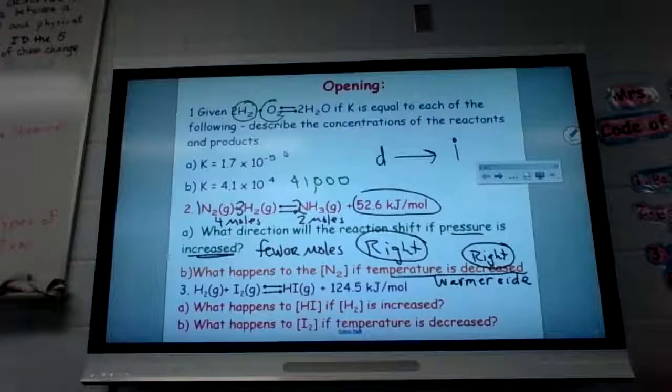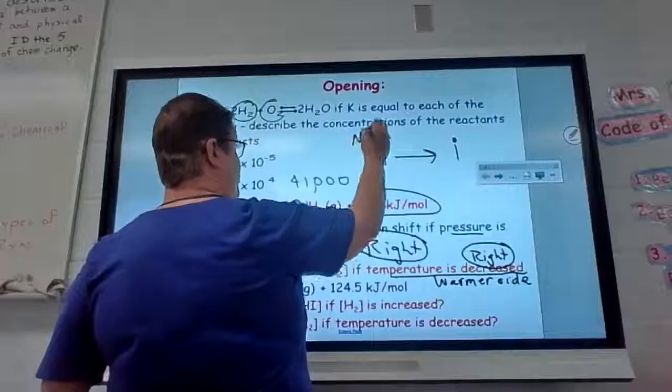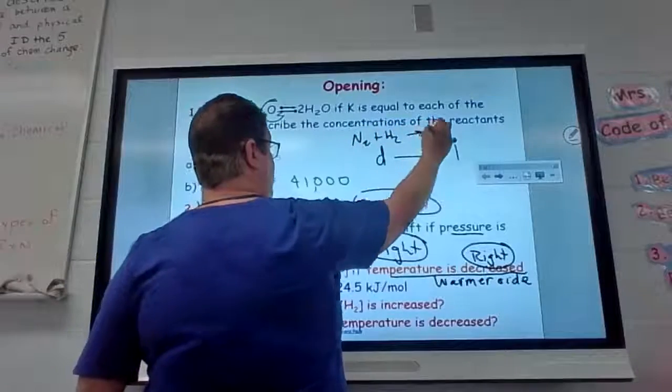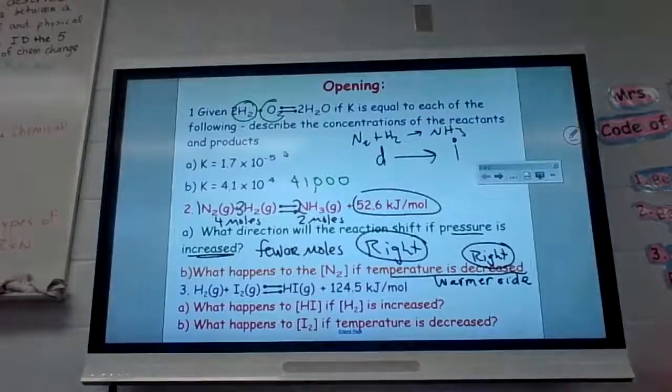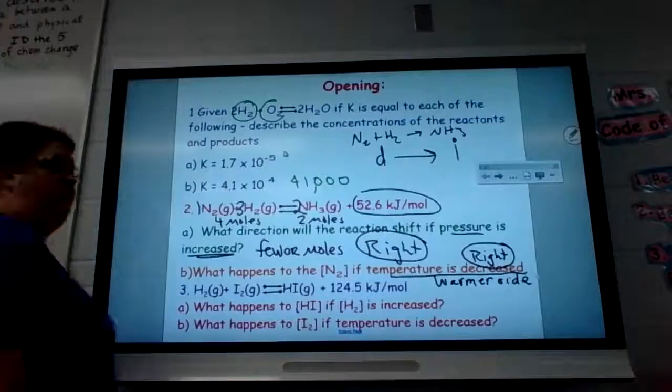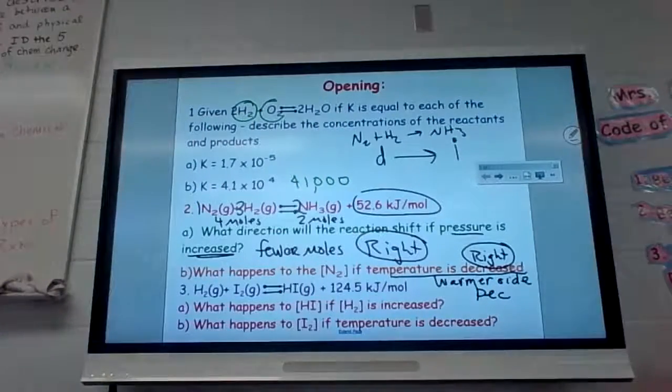Okay? So N2 is where, if we have N2 plus H2 goes to NH3 is our reaction. What would happen to N2? It would decrease. All right, number 3.